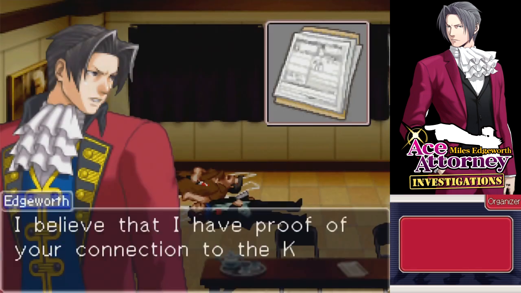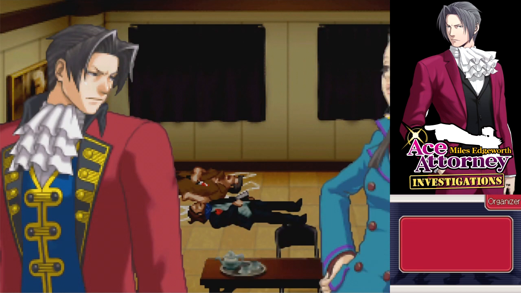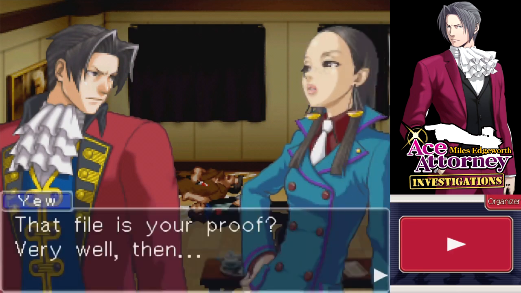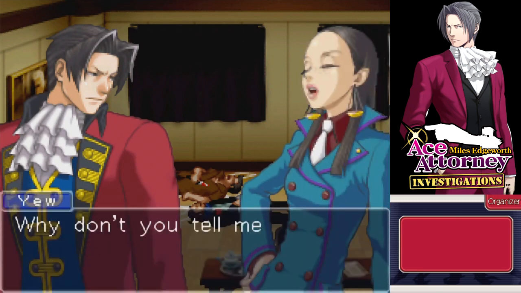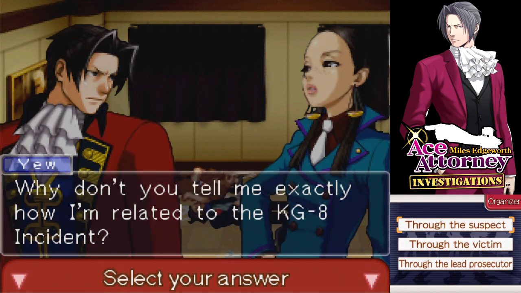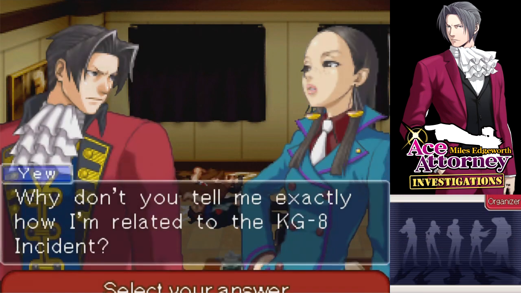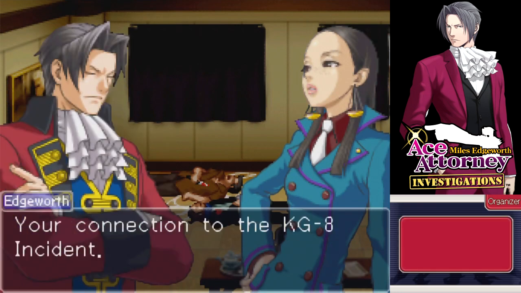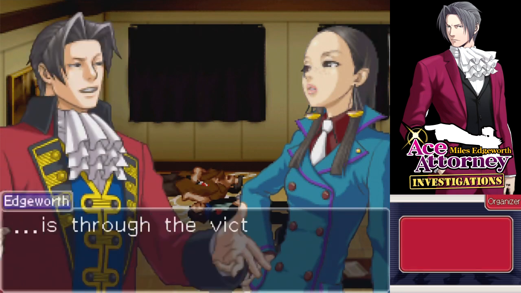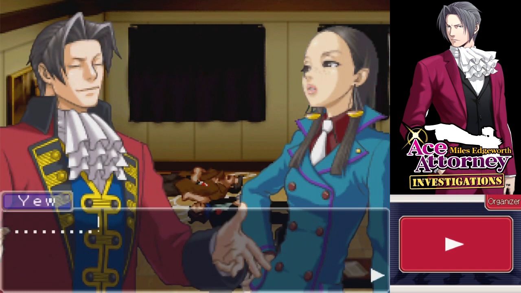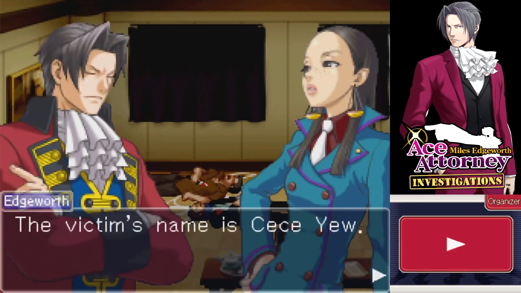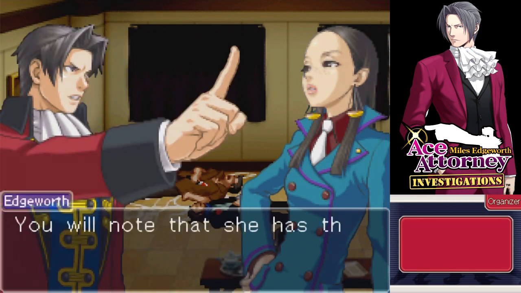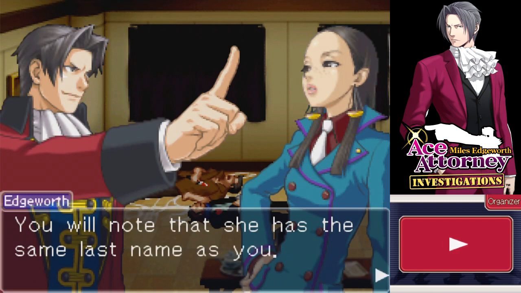I believe that I have proof of your connection to the KG-8 incident. That file is your proof? Very well then. Why don't you tell me exactly how I'm related to the KG-8 incident? Through the victim? Your connection to the KG-8 incident is through the victim. The victim's name is CC Yu. Oh. What? No, I just want to see. Never mind. Okay.